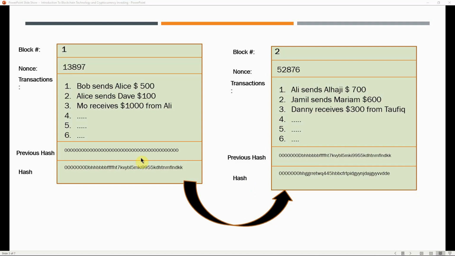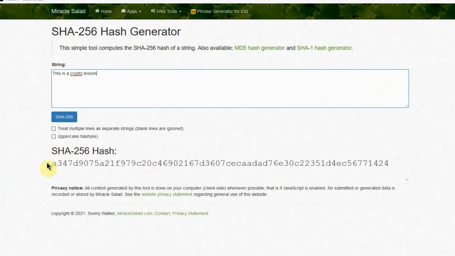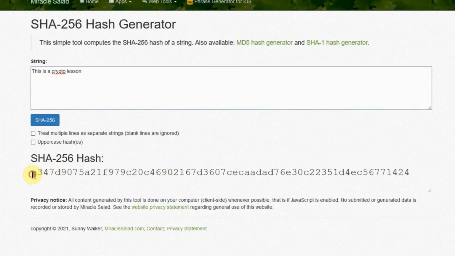This is how blockchain technology works. Before we move on, let's look at how hash values are generated. This is a good website for practice. We have a SHA-256 hash generator. For instance, if I have a statement like "this is a crypto lesson," pay attention that it has generated a hash value for me down here.